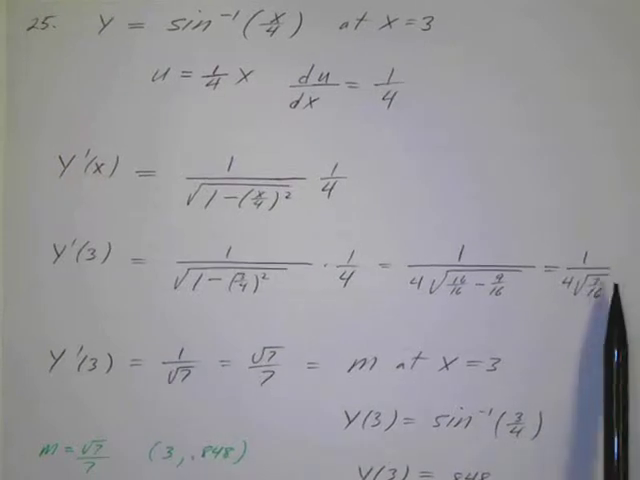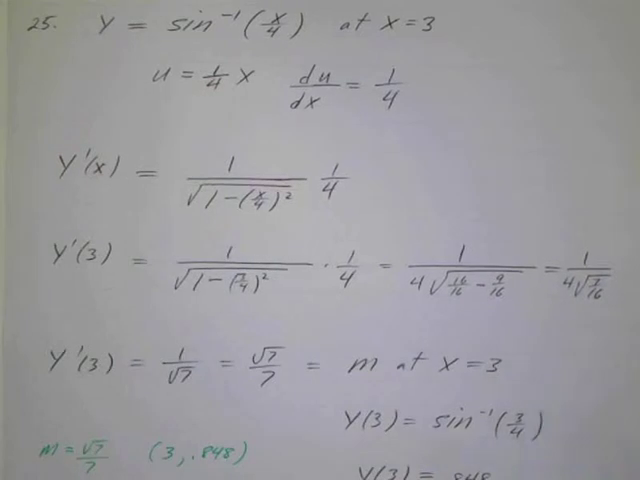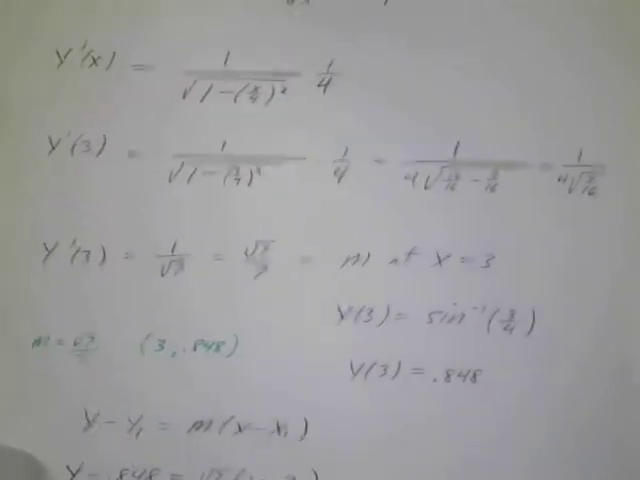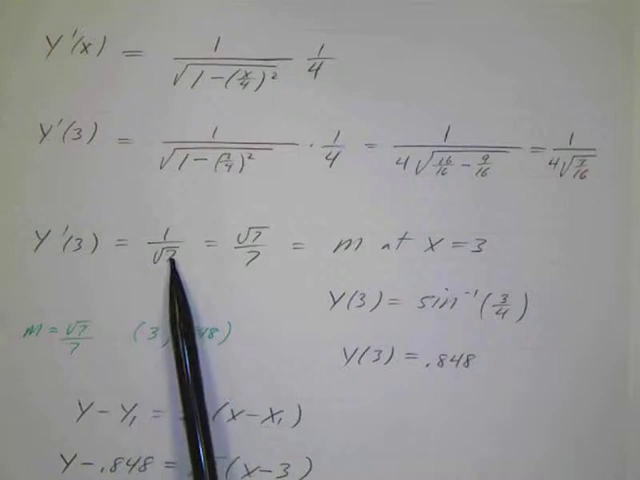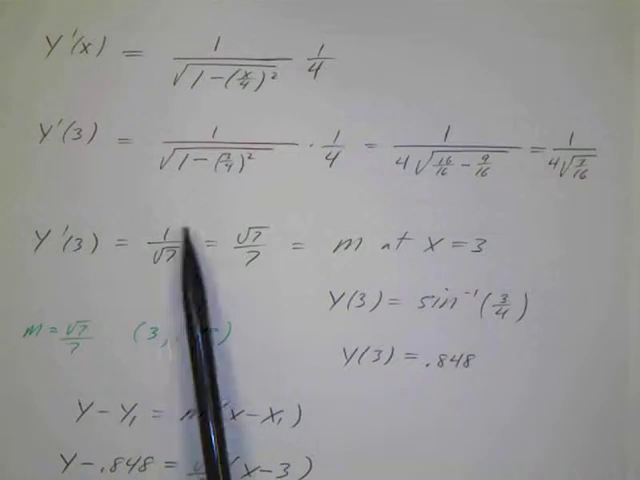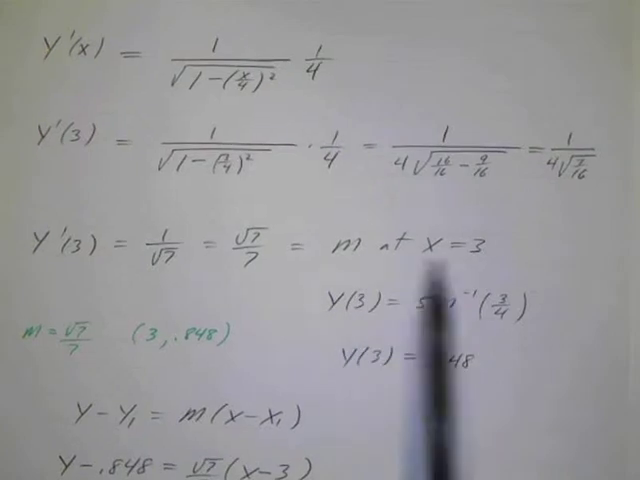Okay, I could write this as the square root of 7 over the square root of 16. The square root of 16 is 4. 4 over 4 cancel. So I skipped the steps over there. Hope that doesn't throw you, but if you fill in the steps, you'll see that this definitely is this. Then I can rationalize, multiply the top and the bottom by the square root of 7, so I get the square root of 7 over 7. So that's my slope at x equals 3.